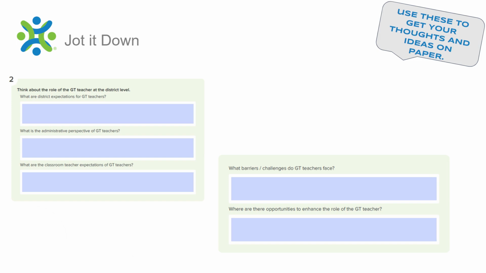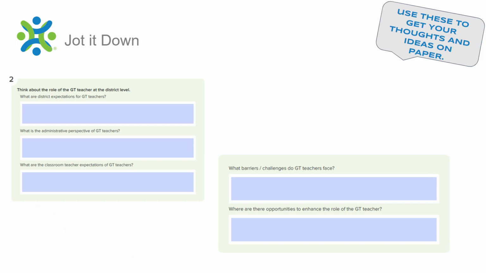How do campus administrators feel about the GT teachers? Do they understand their role? What opportunity exists to help them understand how to utilize all that the GT teachers bring to the table? And also, what are the classroom teachers' expectations of the GT teachers? Do they have a desire to collaborate? Or do they view the services for GT students as something that happens separate and apart from what is going on in their classroom?